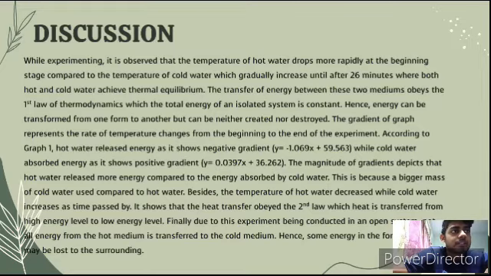Besides, the temperature of hot water decreases while cold water increases as time passes by. It shows that the heat transfer obeys the second law, which is heat is transferred from high energy level to low energy level. Finally, due to this experiment being conducted in an open system, not all energy from the hot medium is transferred to the cold medium. Hence, some energy in the form of heat will be released to the surroundings.